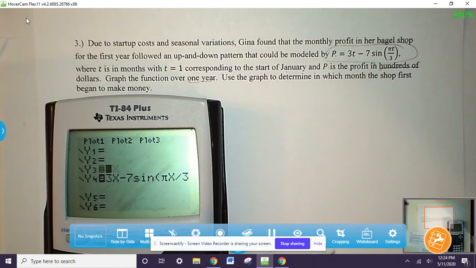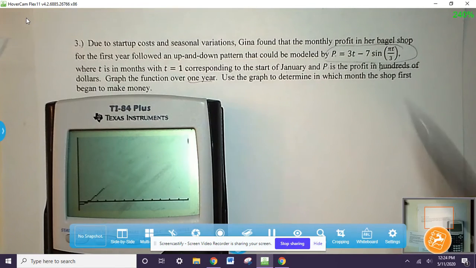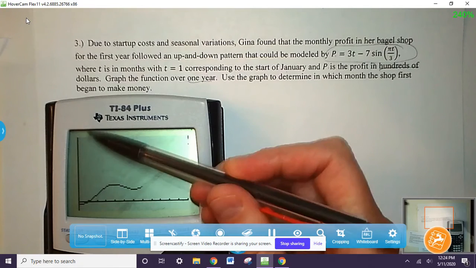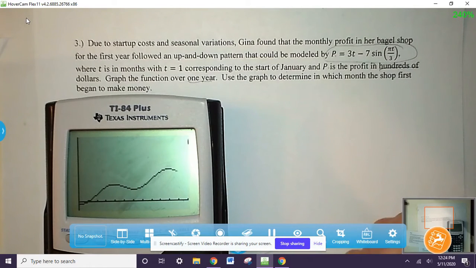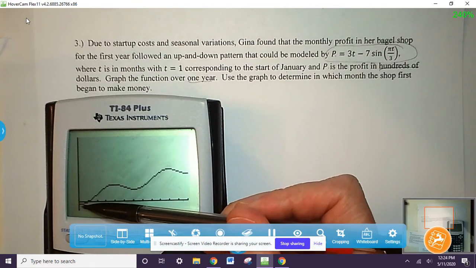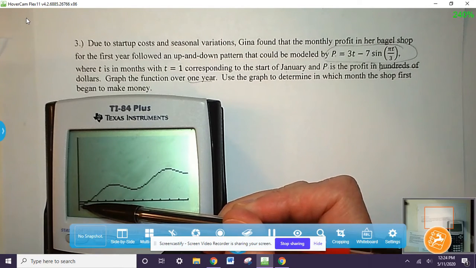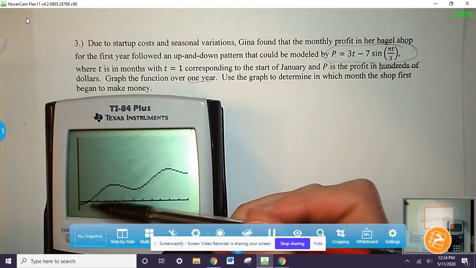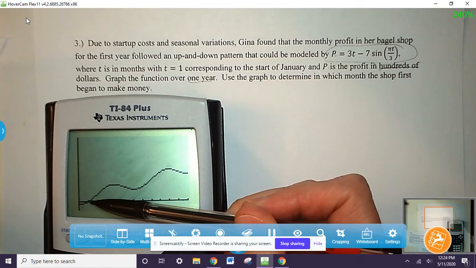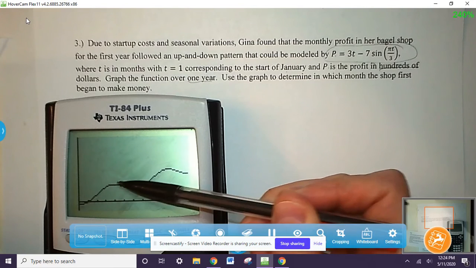And here's what this represents in this particular problem. So this is the time in months, and this is Gina's profit from her bagel shop. So initially she's actually not making a profit. She's spending more than she's making. And that happens often in real life, especially in the beginning. And then right around here, she starts making a profit because she's selling more bagels, making more money. And then at some point, it dips down again.